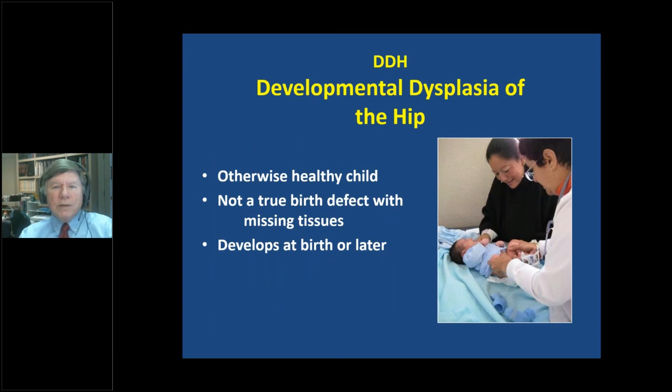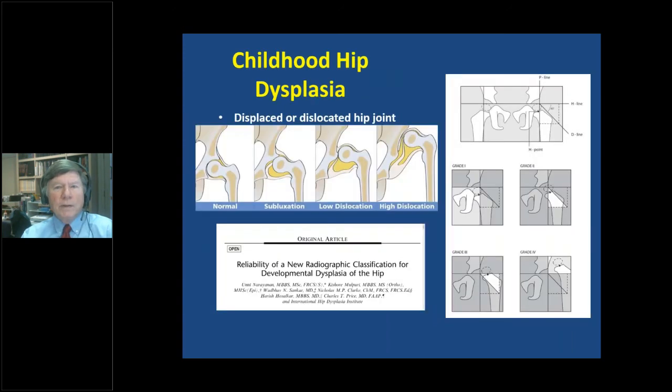DDH is what we call it, which is developmental dysplasia of the hip, and this occurs in an otherwise healthy child. There are certainly neuromuscular hip dislocations, and it's important to tell parents that this is not a true birth defect with missing tissue. A clubfoot or cleft lip or cleft palate or heart defects, they have actual defects. This is actually a stretched out ligament, and it develops at birth, or it can develop later, as you'll see.